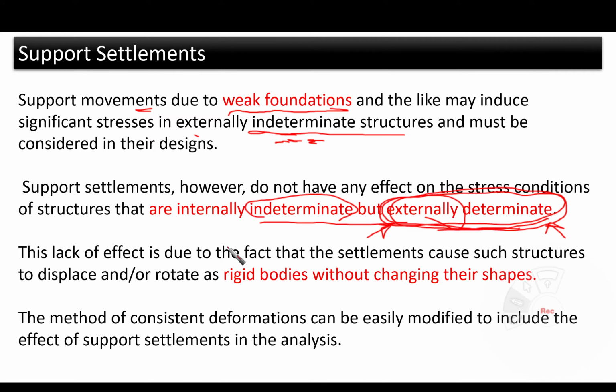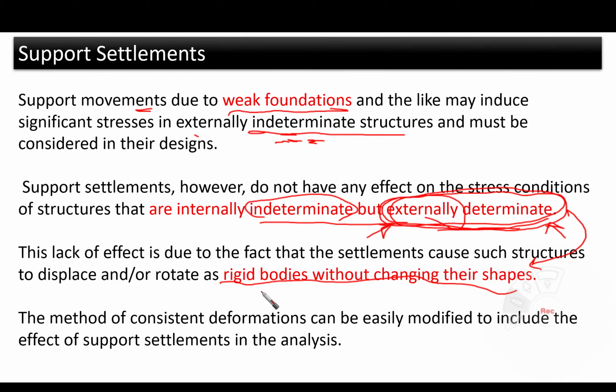This lack of effect is due to the fact that the settlement causes such structures to displace and or rotate as rigid bodies without changing their shapes. This is the reasoning behind this point. For externally determinate structures, we do not have any kind of stresses. Why? Because there is a kind of rigid body motion. Whenever we are talking about rigid body motions without changing their shapes, it means that there are no additional stresses induced due to these support settlements.